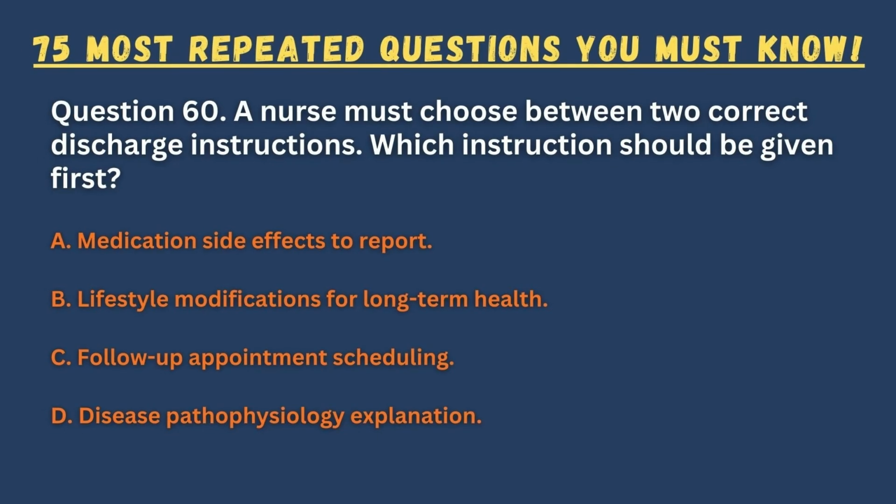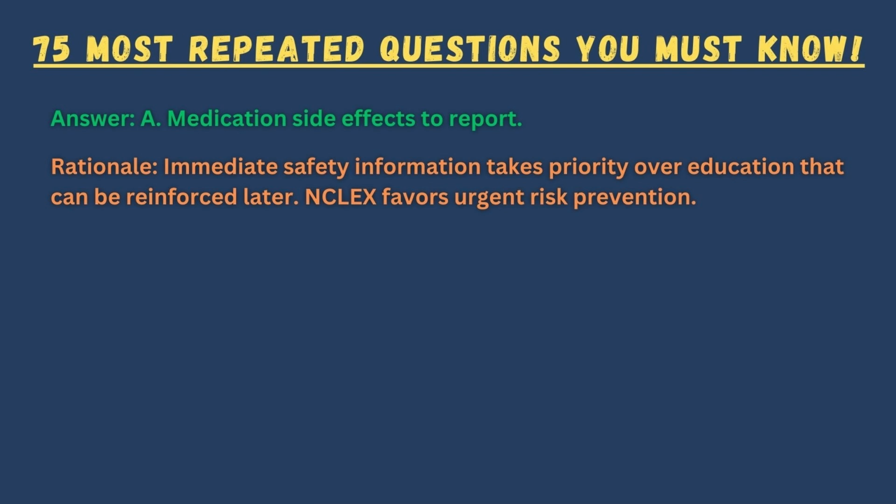Question 60. A nurse must choose between two correct discharge instructions. Which instruction should be given first? A. Medication side effects to report. B. Lifestyle modifications for long-term health. C. Follow-up appointment scheduling. D. Disease pathophysiology explanation. Answer. A. Medication side effects to report. Rationale. Immediate safety information takes priority over education that can be reinforced later. NCLEX favors urgent risk prevention.